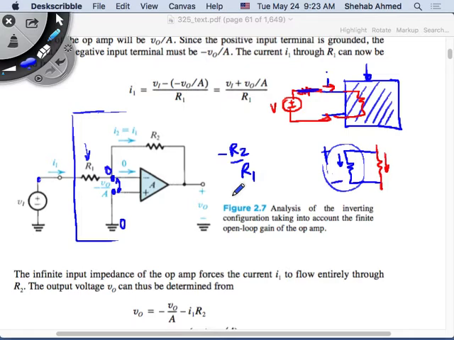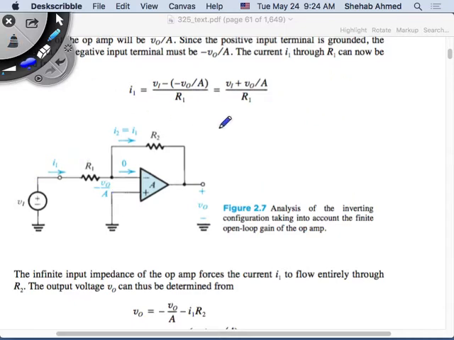Do I want that? No, I don't want low input impedance, because if I have a low input impedance and I have a sensor here, am I drawing a lot of current from the sensor or little current from the sensor? A lot of current, right? If I have low input impedance here. So ideally I want a high input impedance, so I don't load my sensor. So this is a drawback of this configuration.